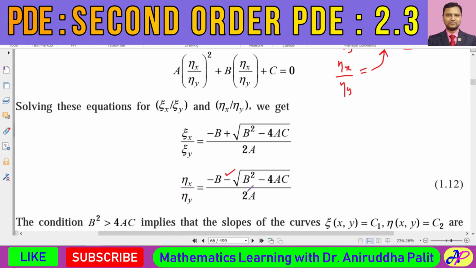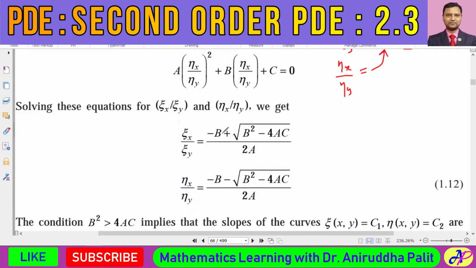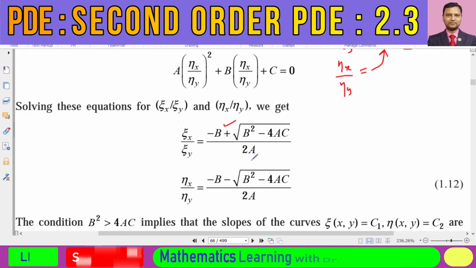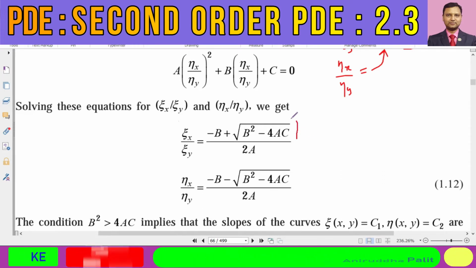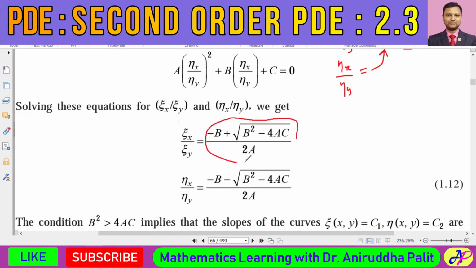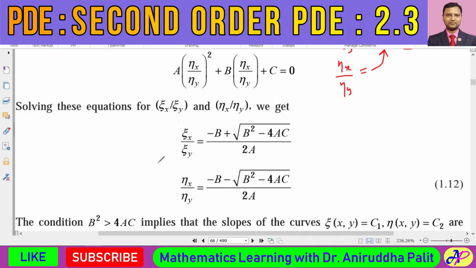You can choose different expressions as well. You can choose a negative value over here, a positive value over here, it doesn't matter. Anyway, it would be a certain numerical value. The right hand side expressions would be certain numerical values. Now you see, from this relation, what we observe.